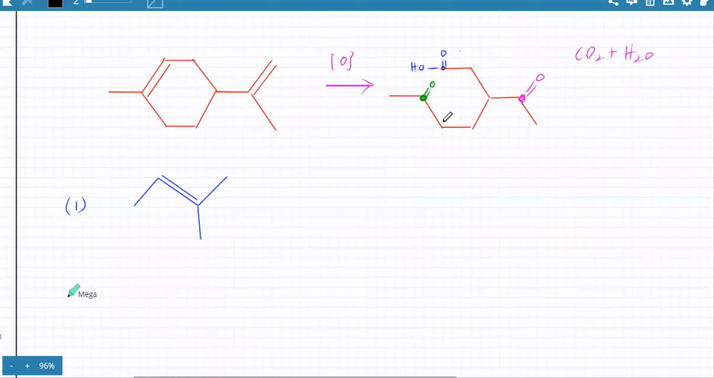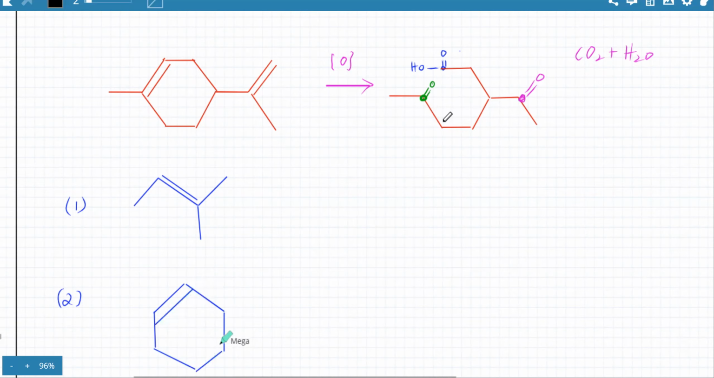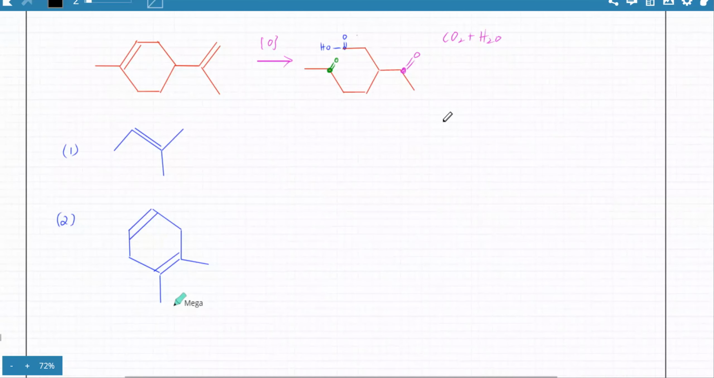Question number two is, you have this molecule and there's a double bond here and a double bond here and this thing. So tell me the products of the strong oxidation of both of these molecules. And send me the answers.